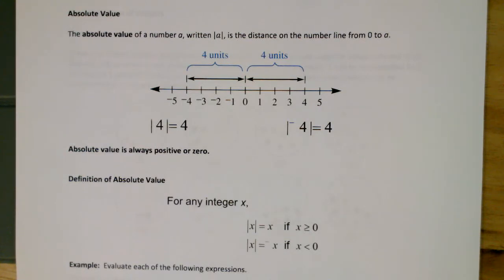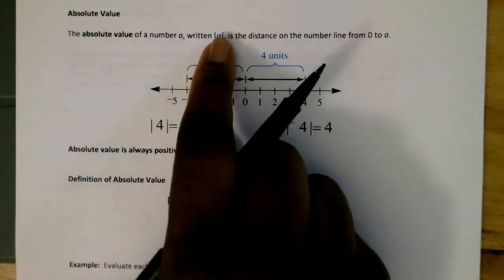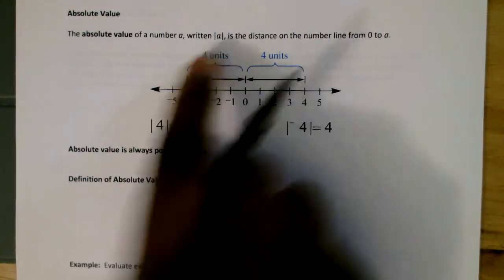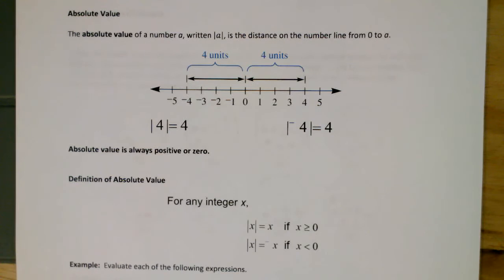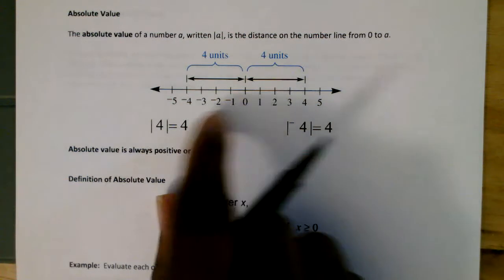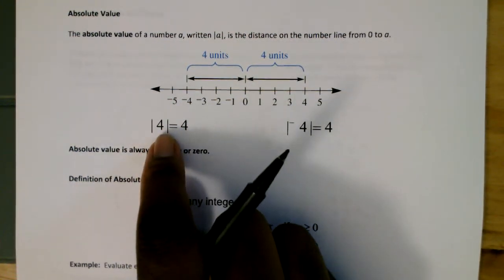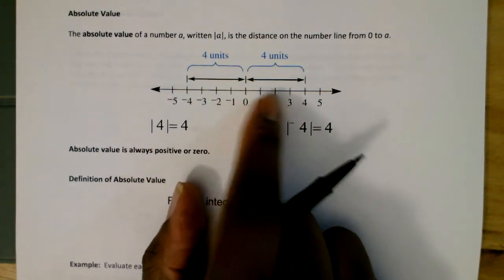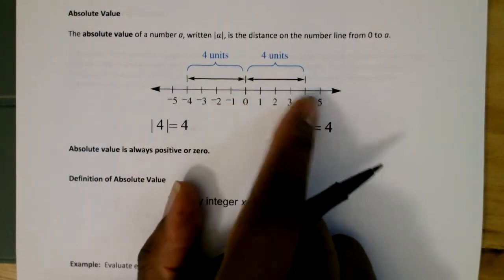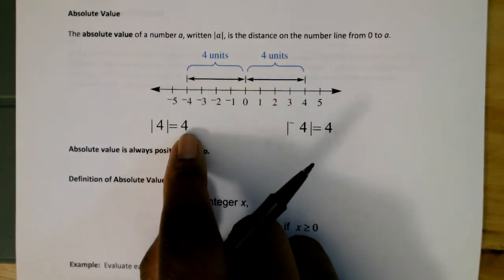The absolute value of a number A, and it's going to be written as A with the vertical bars on the outside, that's going to represent the distance on the number line from 0 to A. Absolute value is the distance that number is from 0 on the number line. So in this case here, if I want the absolute value of 4, here, the distance from 0 to 4 is 4 units. So the absolute value of 4 is 4.